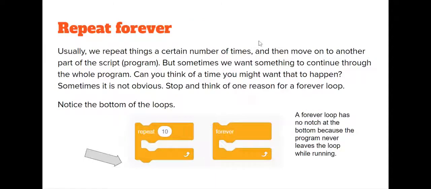Usually we just want to repeat things a number of times and then we want to move ahead. But sometimes we want to continue a certain action through the whole program. Can you think of a time you might want that to happen? Sometimes it's not obvious. Take a look at the bottom of the loops here. A repeat loop will have a notch on the bottom so you can add more program afterwards. But a forever loop doesn't have a notch because you can't add anything after the end of the forever loop.